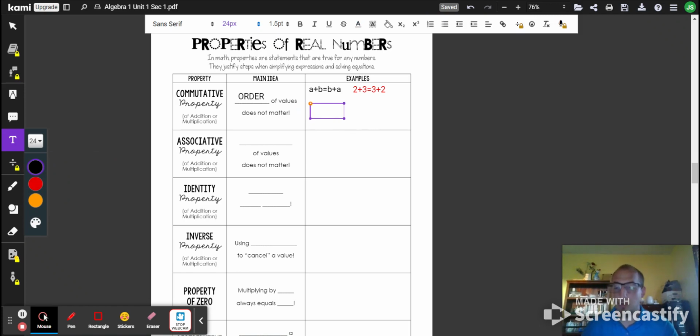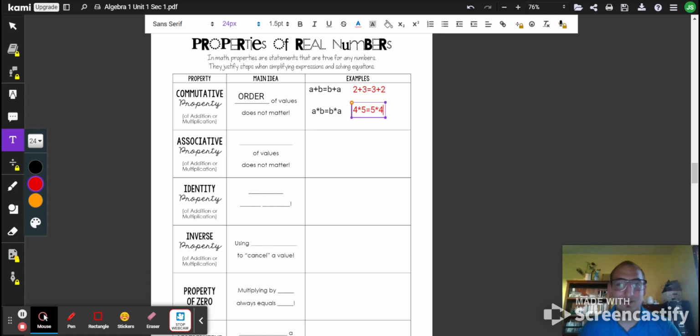And then the multiplication one would be A times B equals B times A. And then the red version can be, let's pick two numbers: 4 times 5 equals 5 times 4.